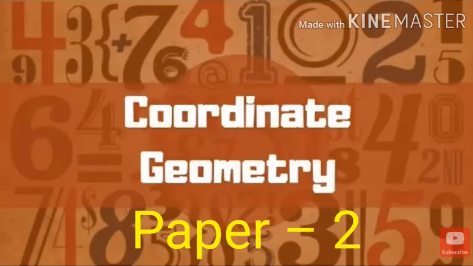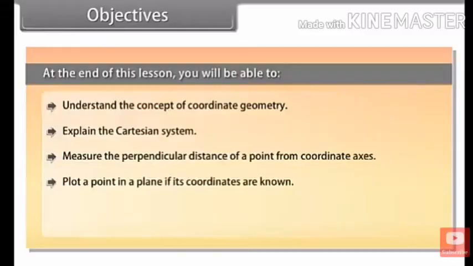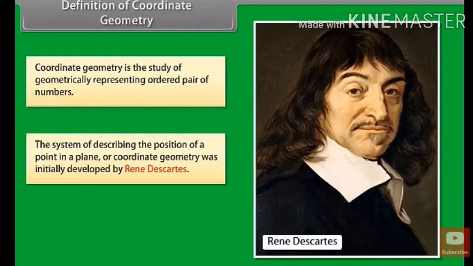In this video, we are going to discuss the introduction of coordinate geometry, the Cartesian plane, and Exercise 5.1 and 5.2 problems related to Paper 2, Chapter 5, Coordinate Geometry. Objectives: at the end of this lesson, you will be able to understand the concept of coordinate geometry, explain the Cartesian system, measure the perpendicular distance of a point from the coordinate axes, and plot a point in a plane if its coordinates are known.